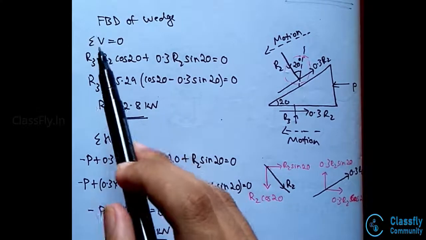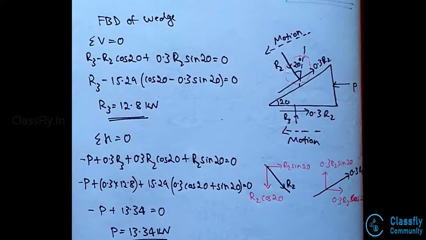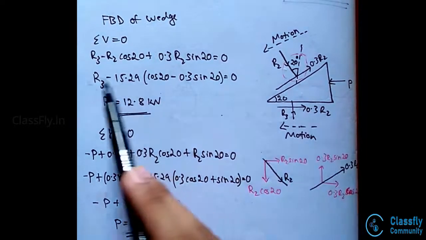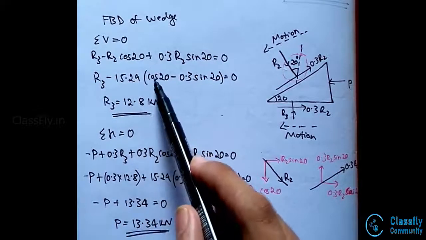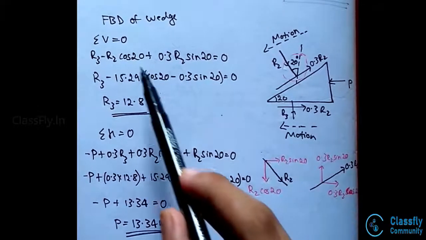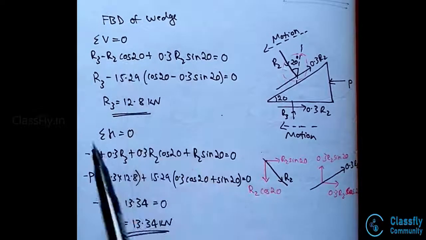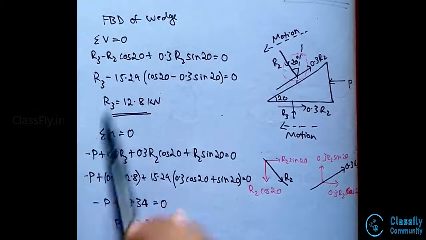Now, summation V is equal to 0. Hence, R3 minus R2 cos 20 plus 0.3 R2 sin 20 is equal to 0. Hence, we get R3 minus R2, that is 15.29, into cos 20 minus 0.3 sin 20 is equal to 0, where R2 is taken as common. Next, R3 will be 12.8 kilonewtons upon solving this.